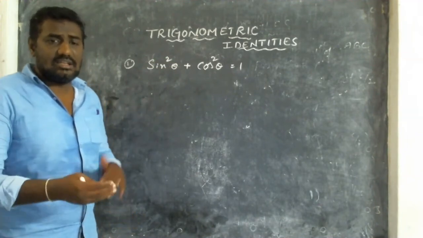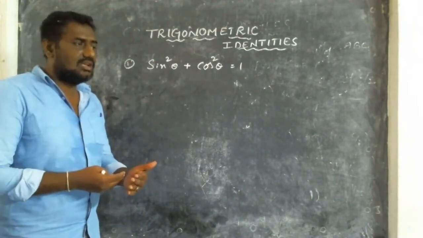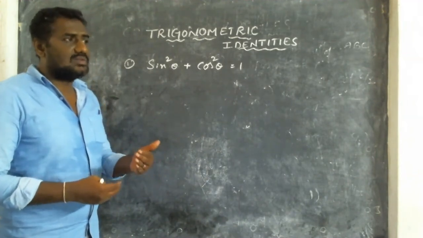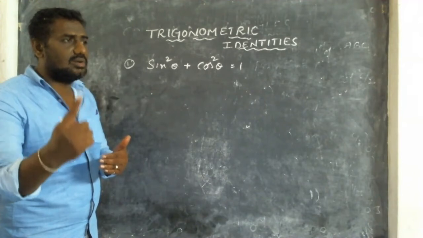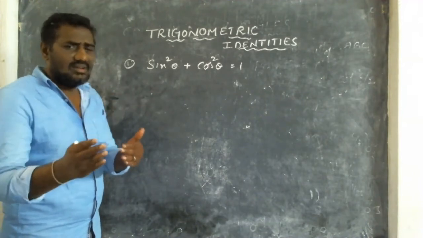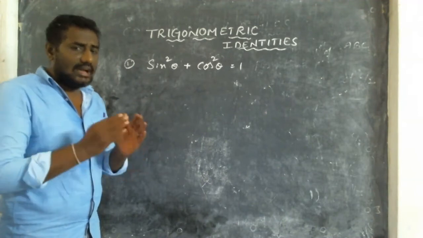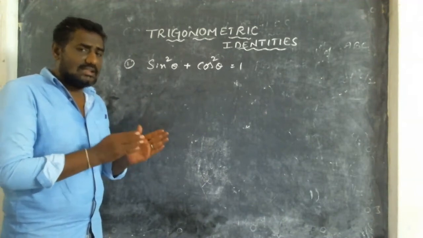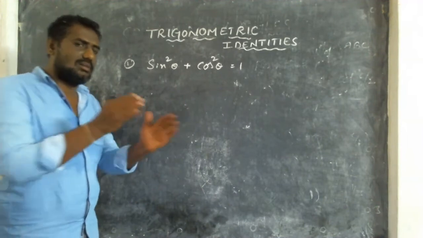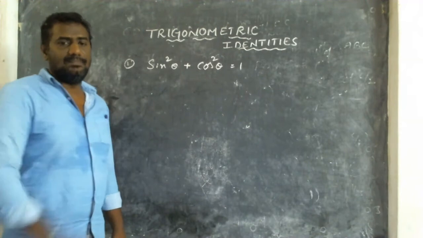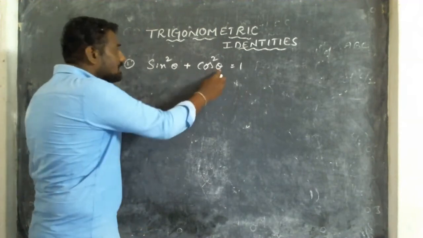When the plus sign is there, a plus b equals b plus a. 3 plus 2 equals 2 plus 3. In the same way, sine square theta plus cos square theta equals 1, and cos square theta plus sine square theta equals 1. So what is the identity here? Sine square plus cos square, or cos square plus sine square because of the plus sign, its value is 1. Now here the angle should be the same angle.